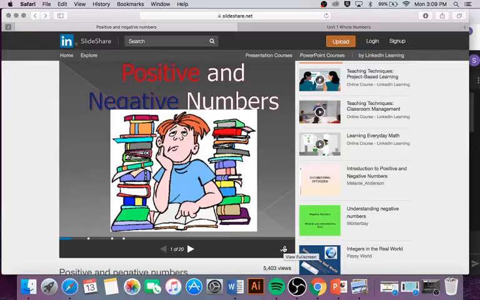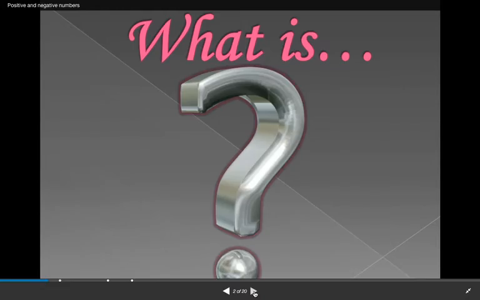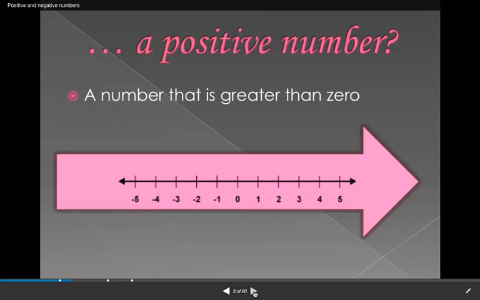So now that we've talked about addition and subtraction, we're going to move on to positive and negative numbers. So, what are positive and negative numbers? A positive number is a number that's greater than 0. So, if we start at 0, every number to the right of it, going this way, is a positive number.